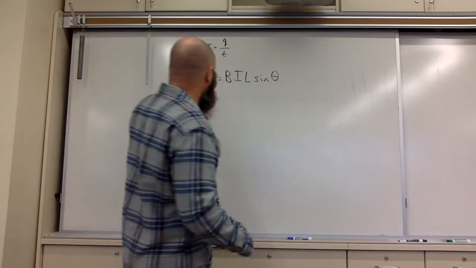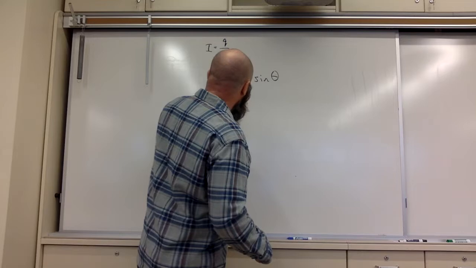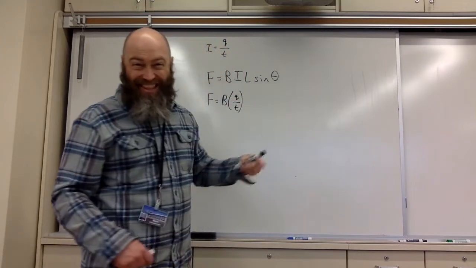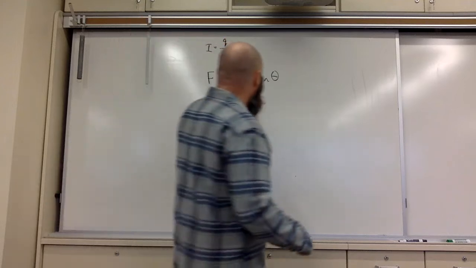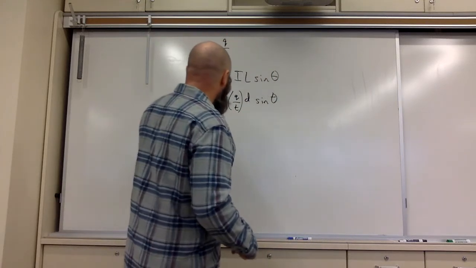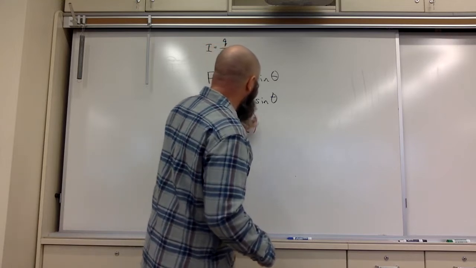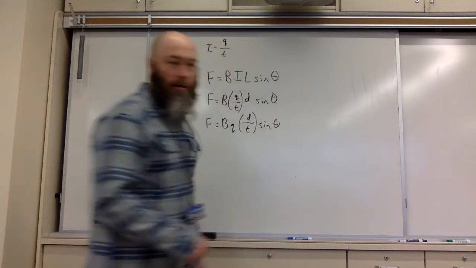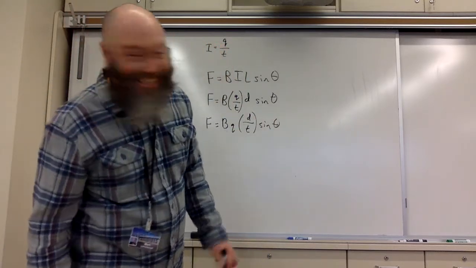So if I plug this in, I have B times charge per time times some length. Instead of saying length, I'm just going to call it some distance, times sine theta. Look, I end up with B times Q times D over T times sine theta. D over T, that's going to be velocity.